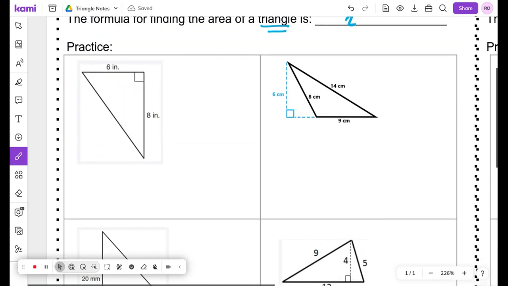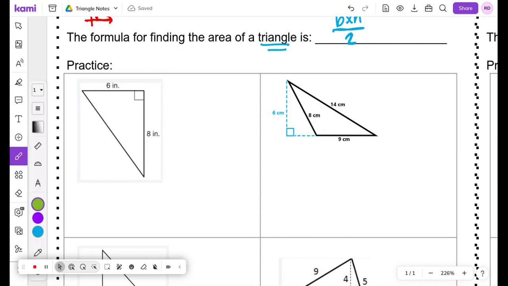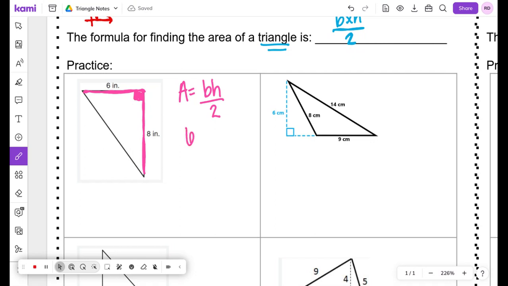So let's take a look at the 4 practice questions we were given. So in triangle number 1, same thing. Our formula is going to be base times height divided by 2. Our base and our height have to meet in a perfect 90-degree angle. So there's our perfect corner. It's made up of 8 and 6. So our base is 6, our height is 8, and then we're going to divide that by 2.